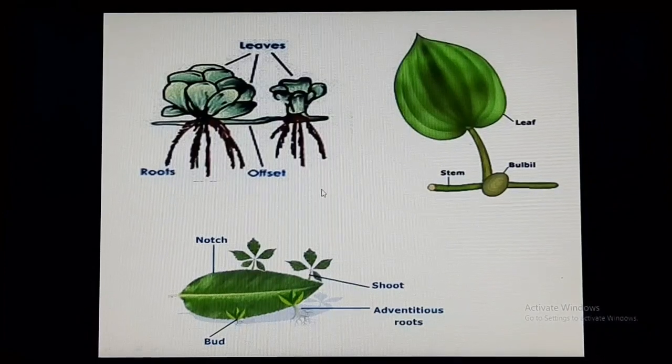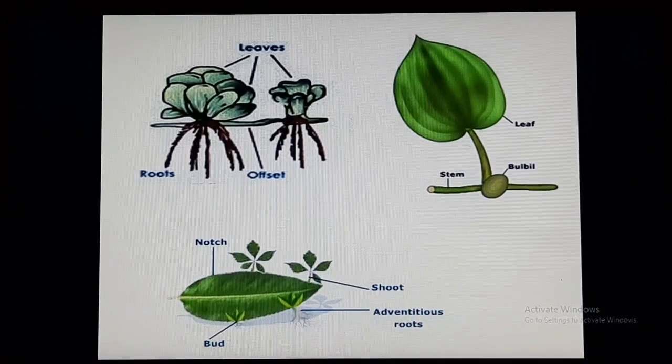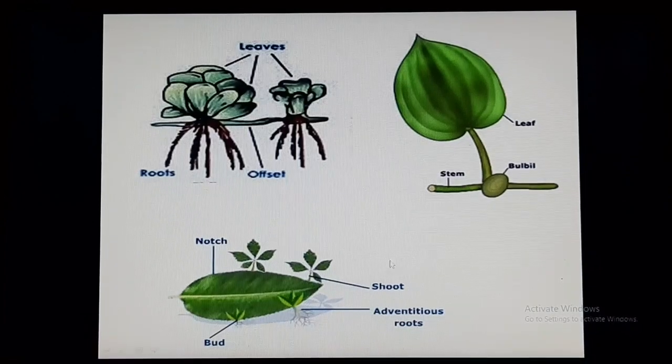Okay, next one is offset. Offset is basically for aquatic plants. Their roots remain in the water and they are connected between two plants through the stem, that is offset. Another one is bulbil. Under the leaf or a part of the stem, growth into a swollen structure is called bulbil reproduction. And the last one is for leaf reproduction.